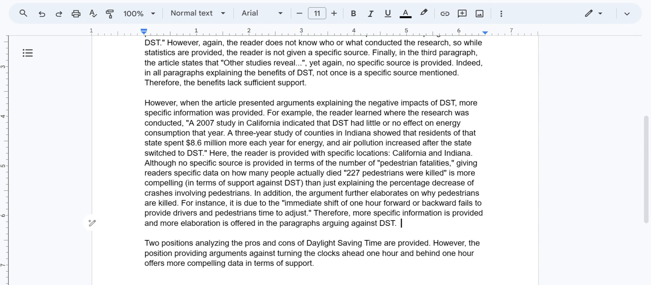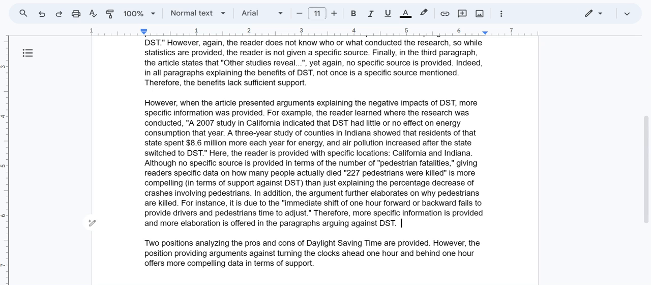In addition, the argument further elaborates on why pedestrians are killed. For instance, it is due to the "immediate shift of 1 hour forward or backward fails to provide drivers and pedestrians time to adjust." Therefore, more specific information is provided and more elaboration is offered in the paragraphs arguing against DST.